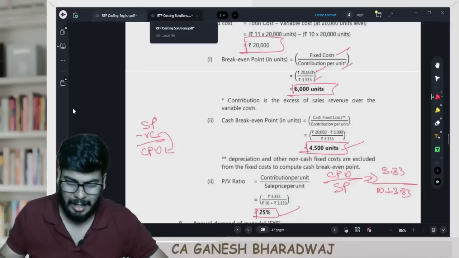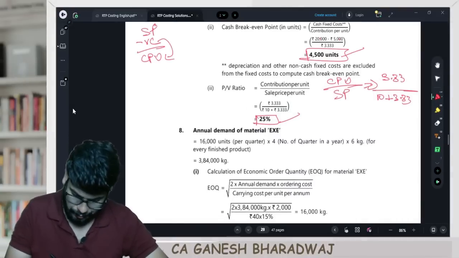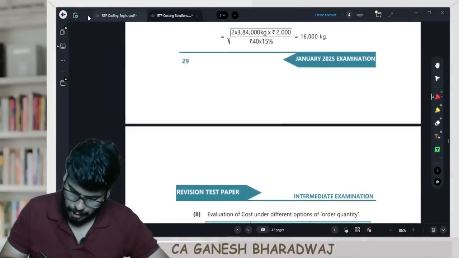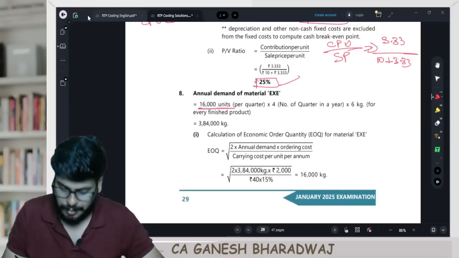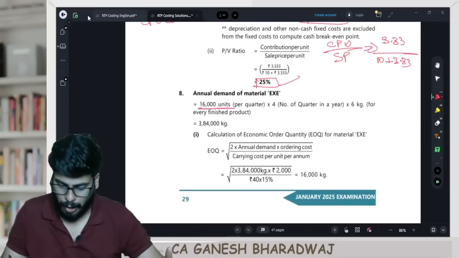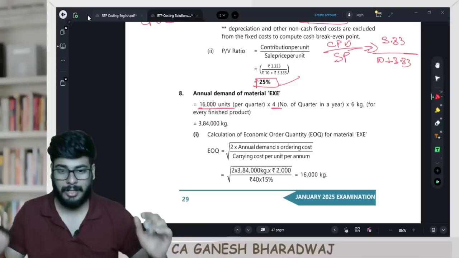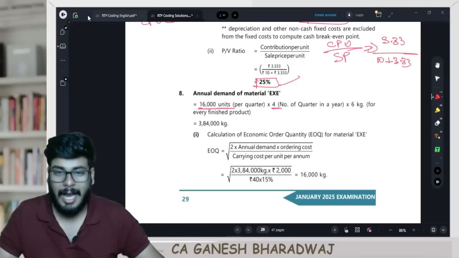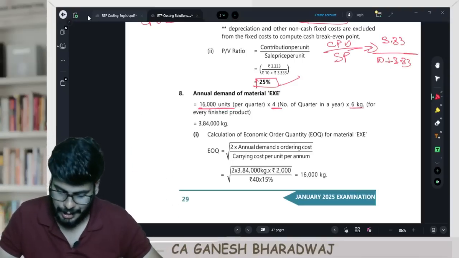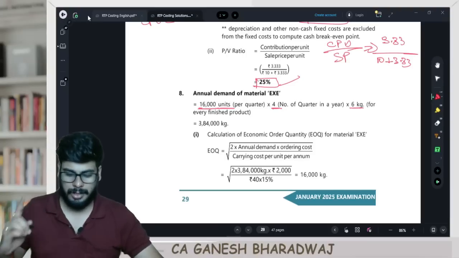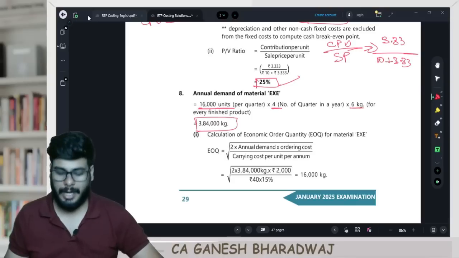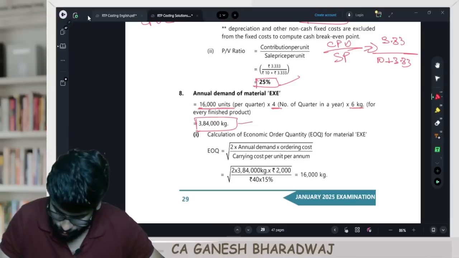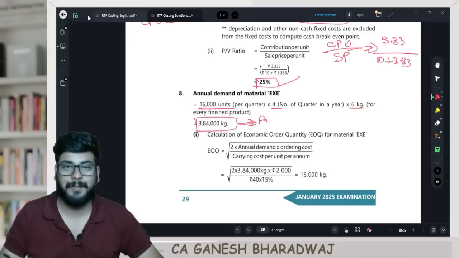So now easy sum, let's quickly do this. So here guys, first 16,000 units is the demand of the output per quarter. So into 4 quarters, that's going to be the total demand for the output, and every unit of output requires 6 kgs of raw material. 16,000 into 4 into 6. So A is going to be how much? 3,84,000, right? So A is going to be 3,84,000.